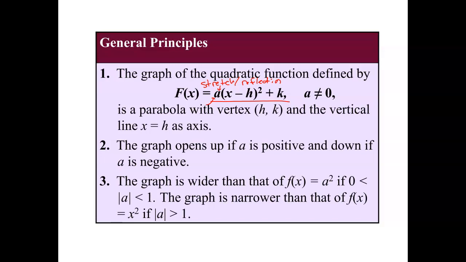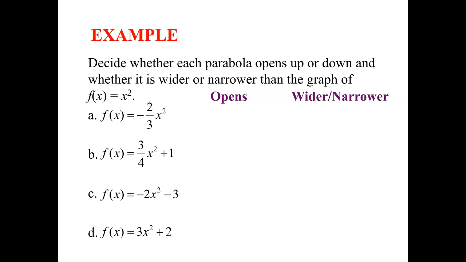Okay? If it's a number greater than 1, it makes it narrower. If it's less than 1, it makes it wider. And then we've got our horizontal transformation to give us our vertex. Up and down if k is positive, left and right if h is positive or negative, respectively. Okay? So we're looking at our parent function. And I just want to identify, does it open up or down, and is it narrower or wider?